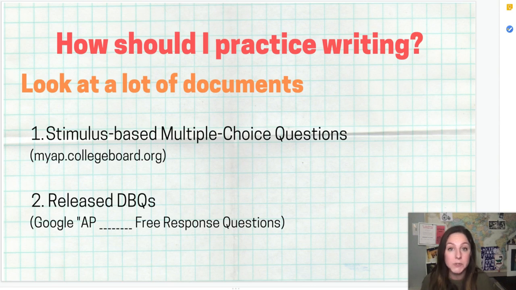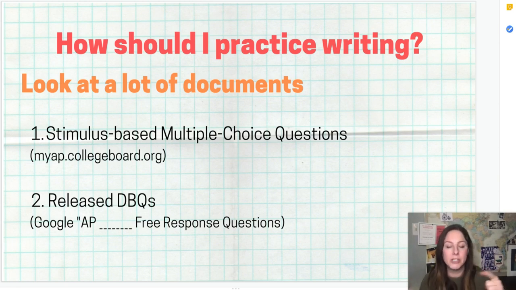The other way to look at a lot of documents is to go and look at old DBQs. For those of you who are not aware, the College Board releases and posts online for everyone to see all of the old free response questions. So you just go to Google and you Google AP World History free response questions, and then you will see a link for every single year, I think going back to around 2002 or 2003. Now, some of these documents are older, from an older format, but they still are an essay question linked to a bunch of documents. And so this will give you a good idea.